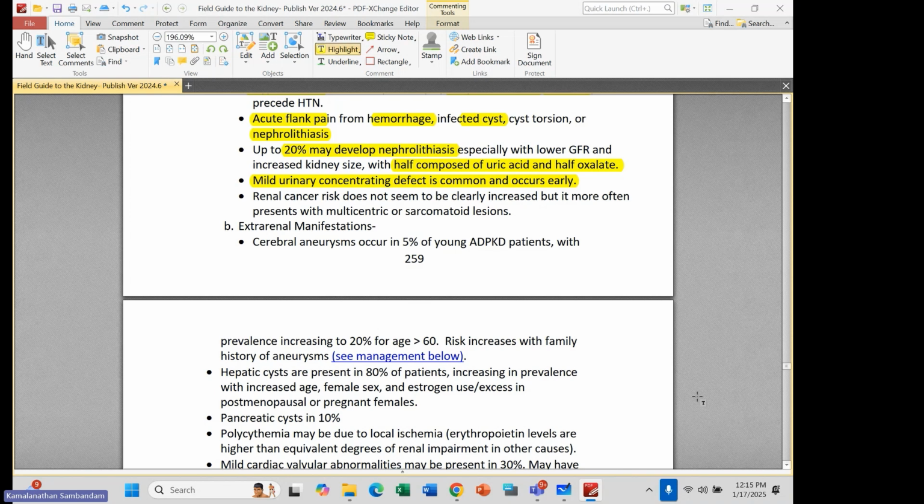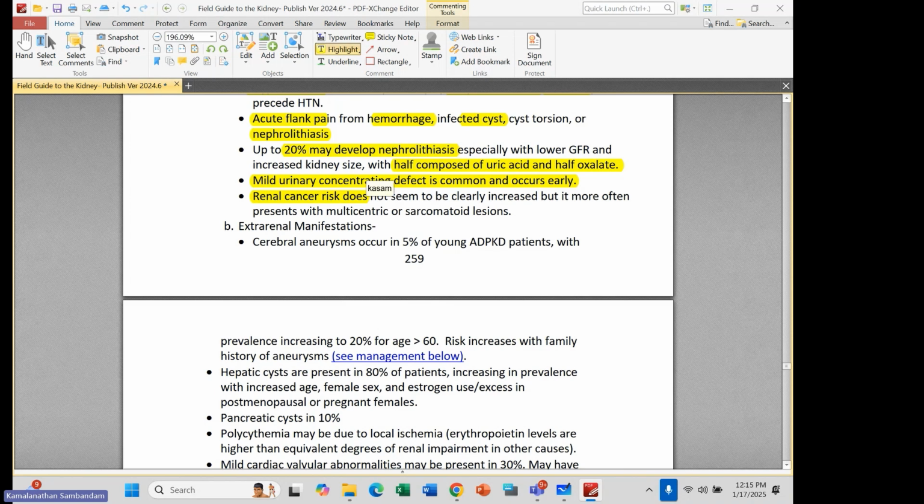So again, there may be some disorders of urinary buffer handling, such that urine pHs can be relatively acidic, predisposing to uric acid stones more commonly than in the general kidney stone population. Okay. There's a question about whether, in fact, there is an increased risk of cancer in ADPKD kidneys.